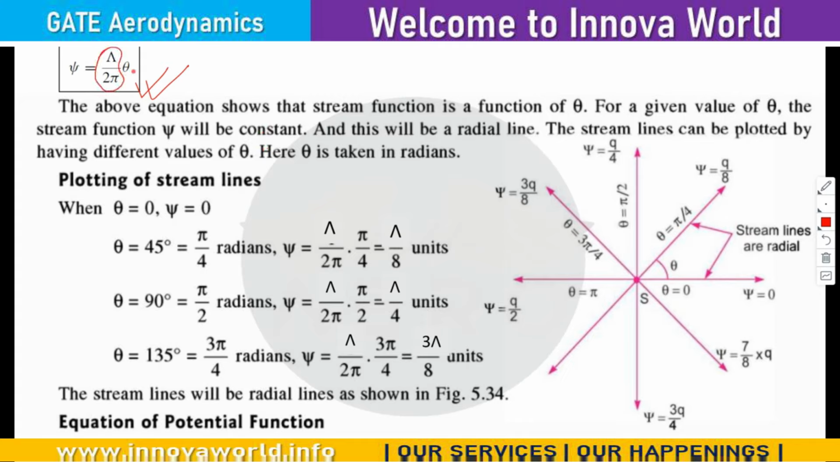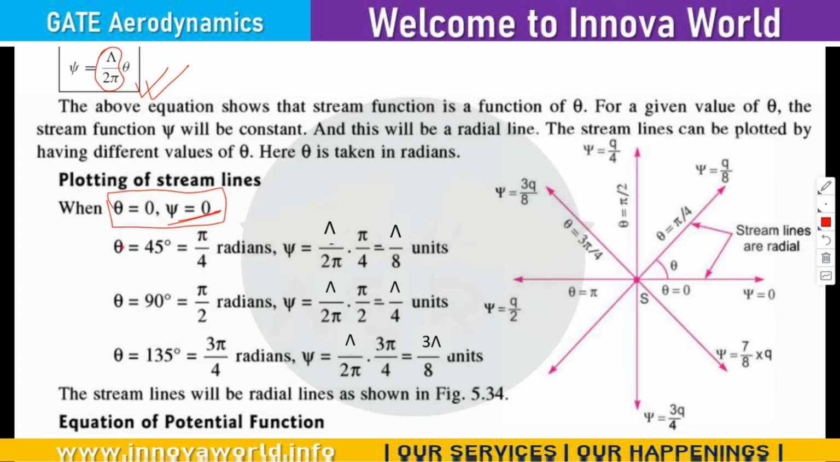Now let's see how the stream function will change at different angles, or in other words, when each streamline is expelled outwards, what the stream function will be. Let's look at the first case, when theta is equal to 0. When theta is equal to 0, the stream function will also be 0.